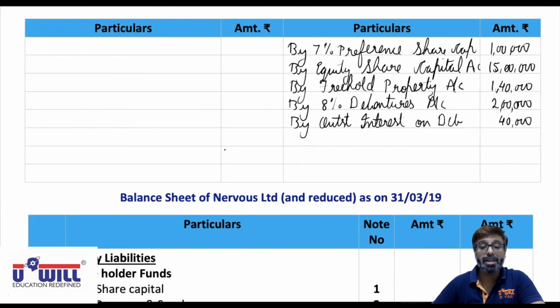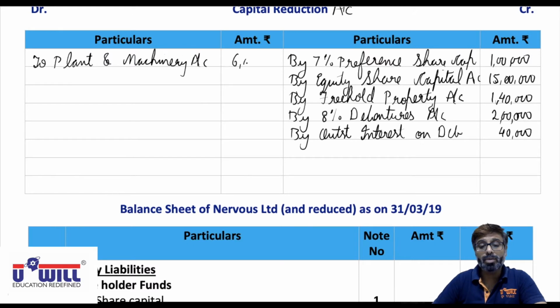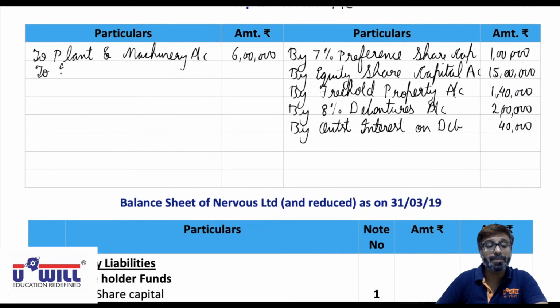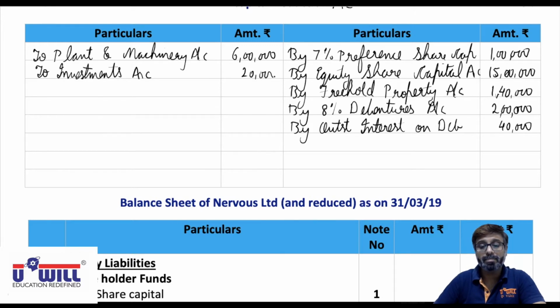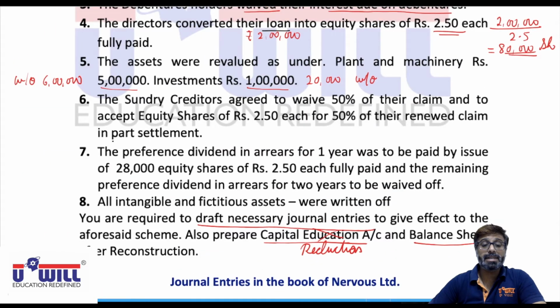Now, capital reduction account debit. So in capital reduction account, we will write on debit side to plant and machinery account 6 lakhs and to investments account 20,000. I hope everyone is clear with this. Okay. Then after that, so 5 adjustments are done. Now 6.1. The sundry creditors agreed to waive.